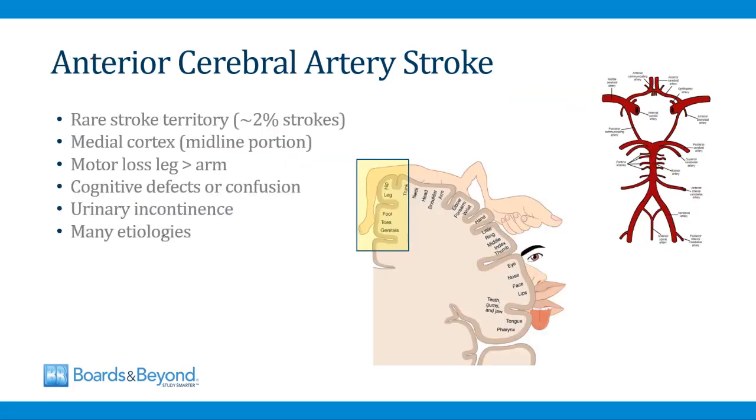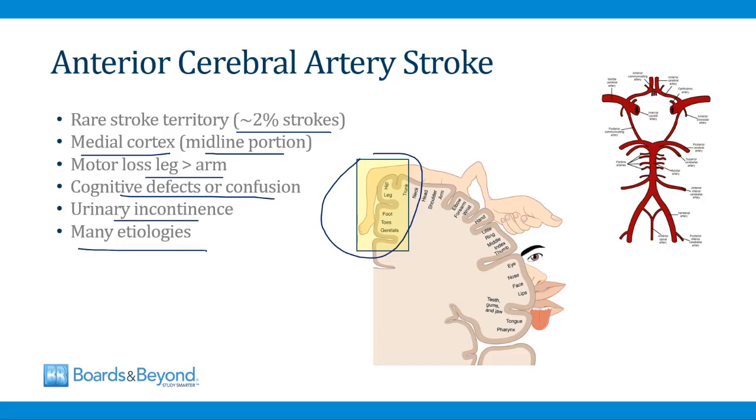Anterior cerebral artery strokes are rare. They account for only about 2% of strokes. These strokes affect the medial cortex, the midline portion, and therefore, as we talked about earlier, there will be motor loss of the leg more than the arm because this is the ischemic area. The anterior cerebral artery also supplies the frontal lobe, so ischemia of that area can lead to cognitive deficits or confusion, and these patients often develop urinary incontinence as well.